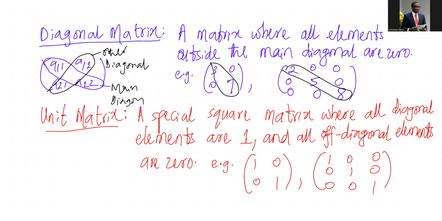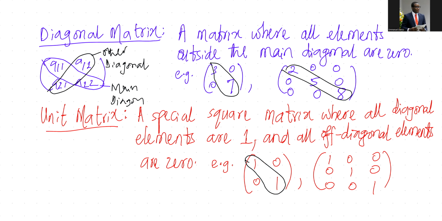And then that takes us to the idea of a unit matrix. A unit matrix is actually a special type of diagonal matrix. At the same time, it's a special type of square matrix. So a unit matrix is a special square matrix where all diagonal elements are 1 and all off diagonal elements are 0. You can see that all the main diagonal elements in this 2 by 2 matrix are 1. In this 3 by 3, they are also 1.